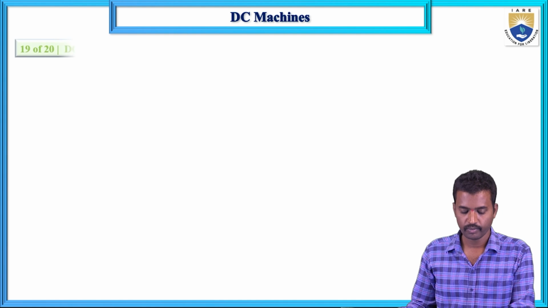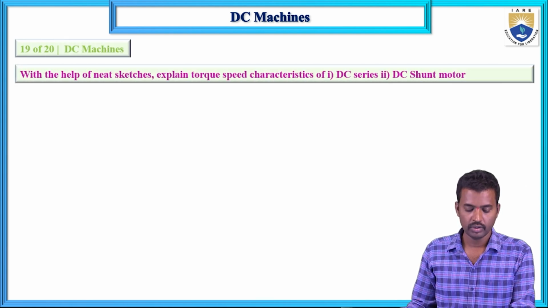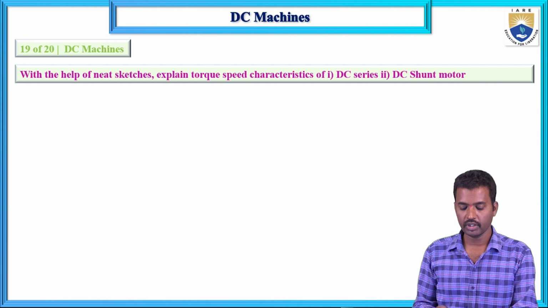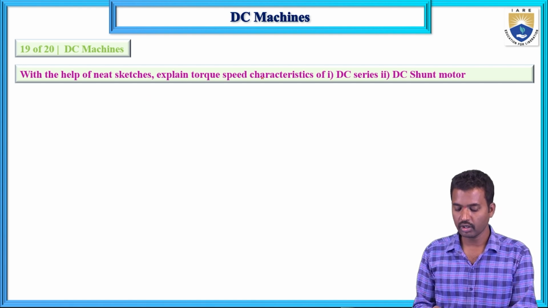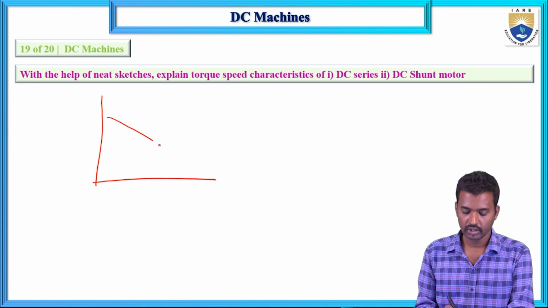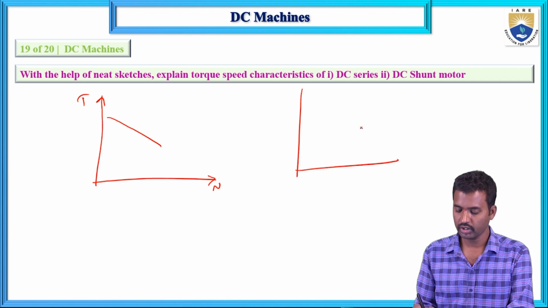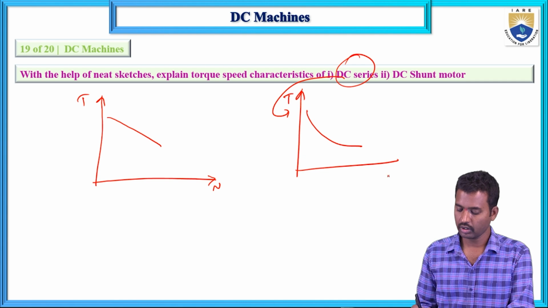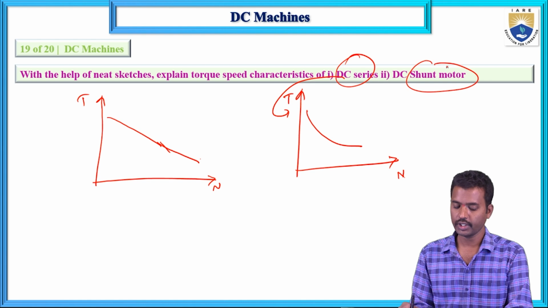Now, with the help of neat sketches, explain the torque speed characteristics of the DC series and DC shunt motor. So this is the torque and speed characteristic for the shunt motor. This is for the series motor, torque and speed. Sorry, this is for shunt.